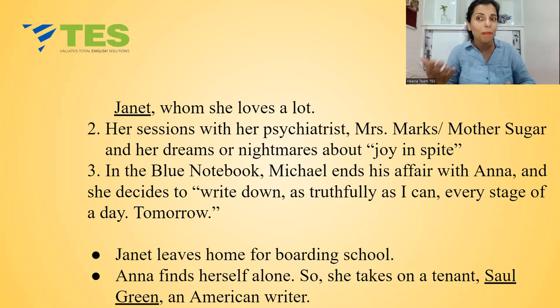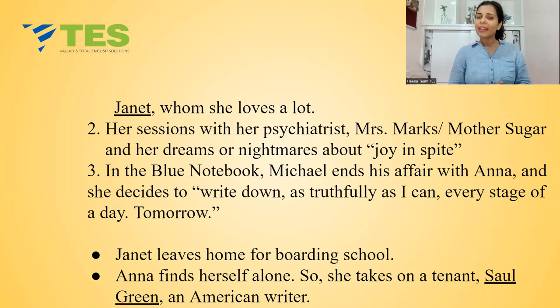And then in the blue notebook, we see Michael ends his affair with Anna, and very heartbreakingly, she decides to write down as truthfully as I can every stage of her day tomorrow. Main ye kaam zarur karungi, lekin kal, which means she's still not able to write. Okay. Now, present mein aa rahe hain hum.